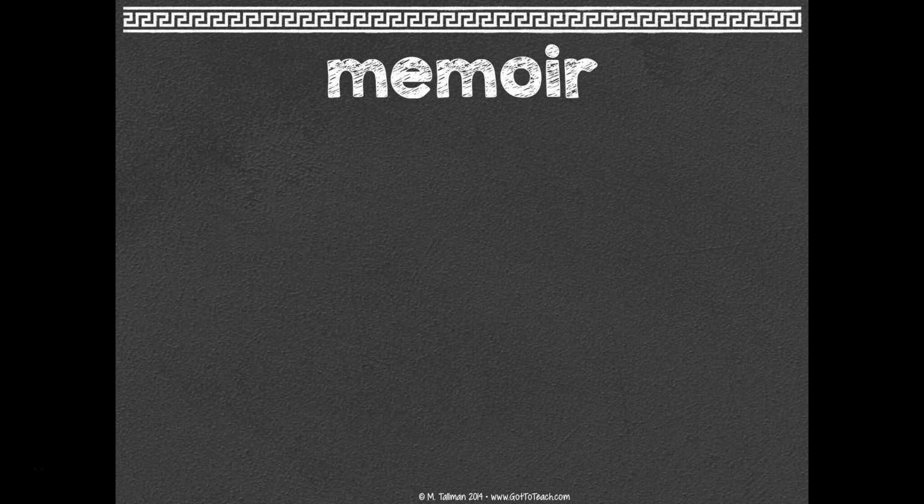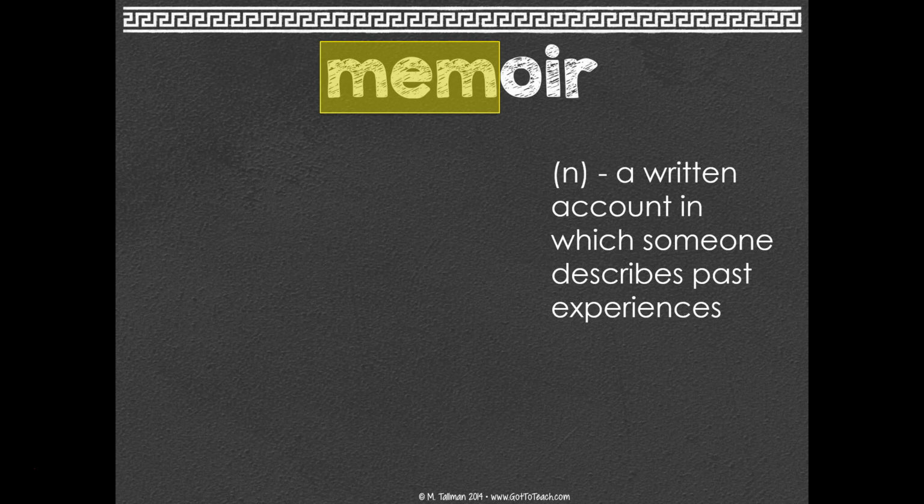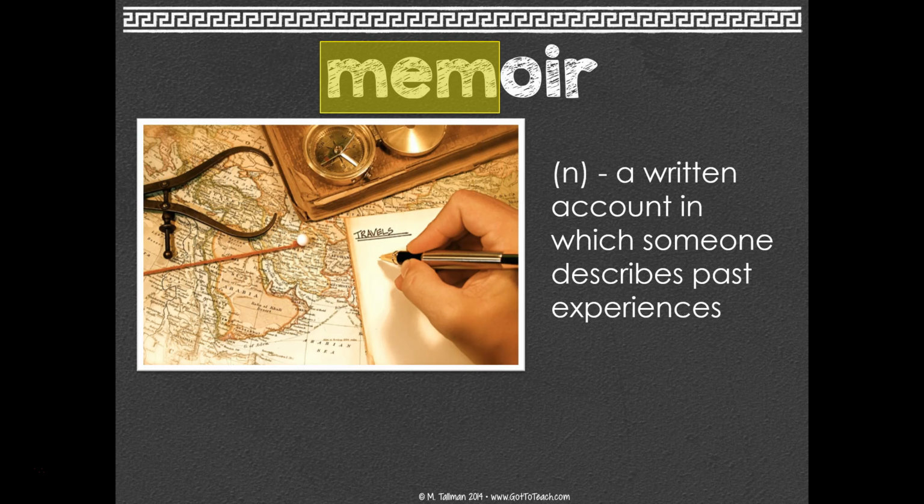The first word is memoir. This comes to us from French, so sometimes you'll hear it pronounced differently by someone who's French speaking. In English, we tend to pronounce the R, so we'll say memoir. Take a moment and highlight mem. A memoir is a noun, a written account in which someone describes past experiences.